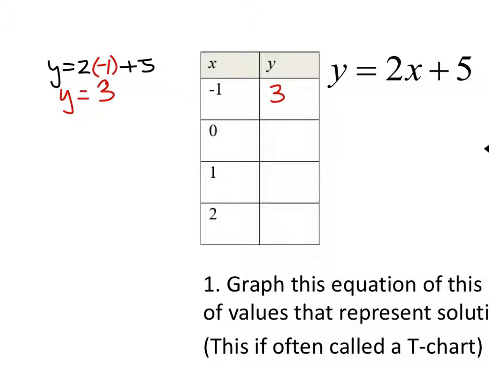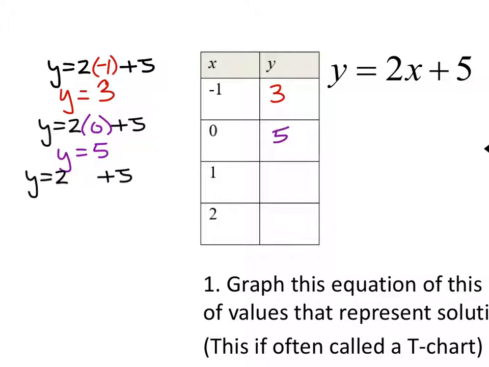The next point will be with x is 0. Yeah, so let's look. Right, you guys say x is 0. And yeah, 2 times 0 is 0, plus 5 is 5. So that's a y value of 5 when x is 0. Alright, the next one. Now x is 1. So 2 times 1 plus 5 is 7. Very good. So when x is 1, y is 7.